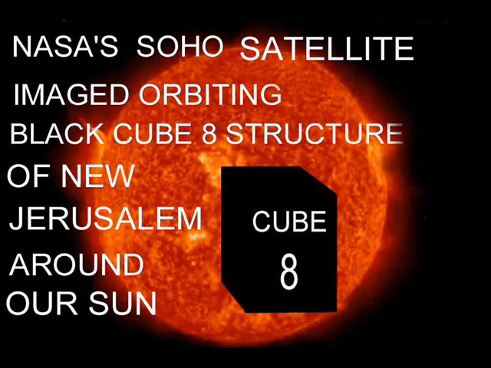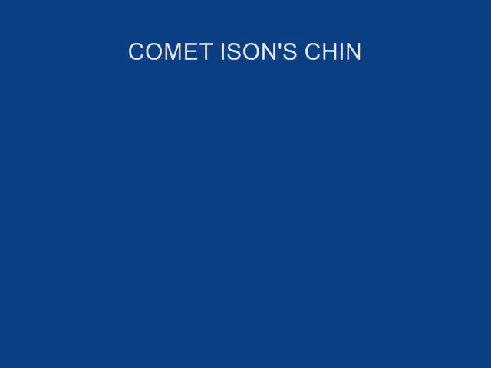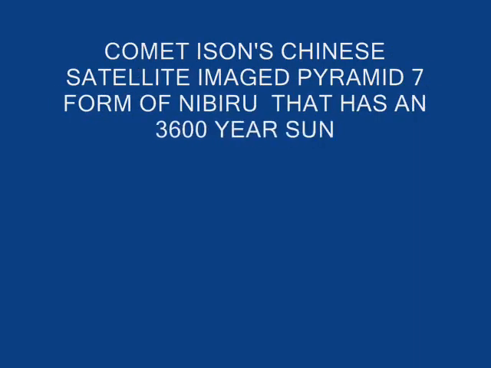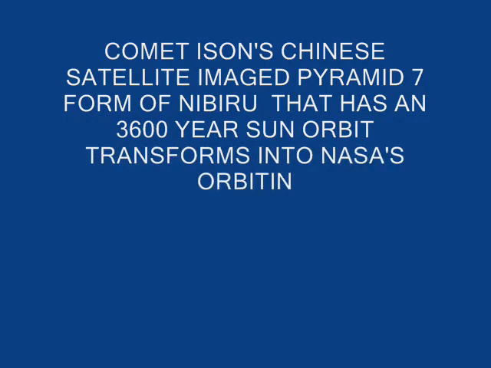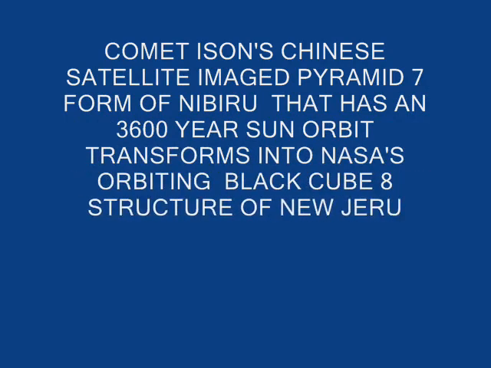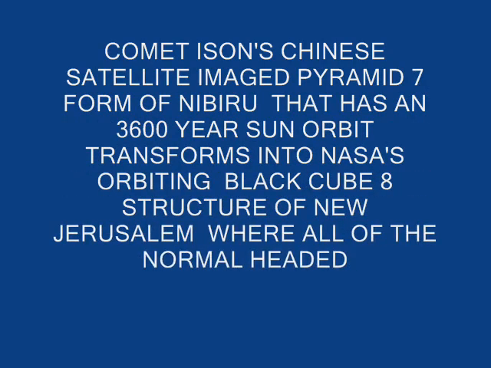Because every cube has a square for a ceiling, a square for a floor, and a square for a left and right wall. So that's the Ethiopian cross-shaped building structure of modern Lalibela, pointing all of the normal hidden humans that was created in Genesis 2:7 to this Jupiter-sized orbiting black cube structure of New Jerusalem around our sun.